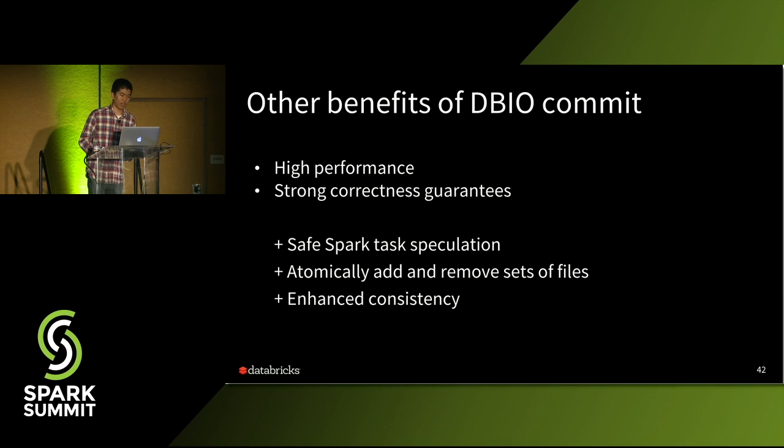There are other features that come with it. One is that it is now safe to enable Spark task speculation. For those of you not familiar, task speculation is important for reducing the tail latency of Spark jobs in case there are stragglers. Before, this was not safe to enable on cloud storage because of some of the problems of commit. Another feature that we can use with DBIO is the ability to atomically add and remove sets of files. We're pretty excited about this because this lets us do certain optimizations, such as compacting a large number of small files into a couple larger files to optimize read performance. And we can do this in the background without interrupting any readers of that data. Finally, we're able to provide enhanced consistency in many cases.